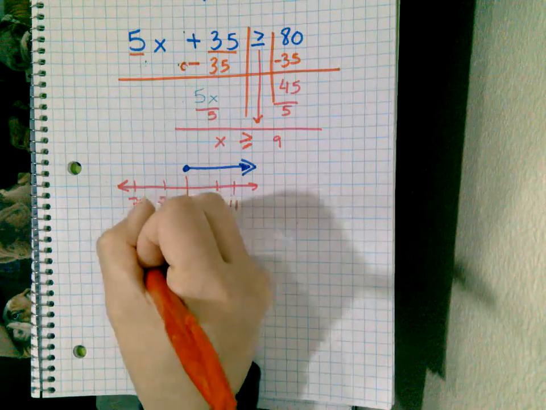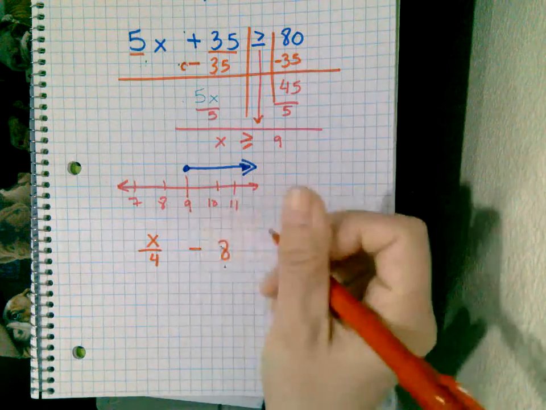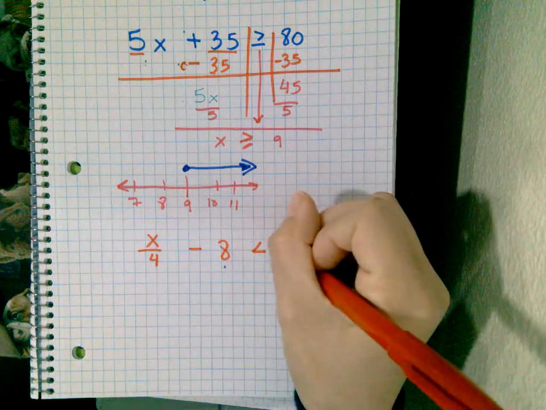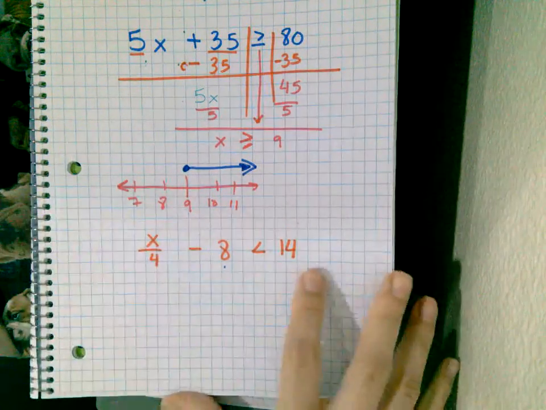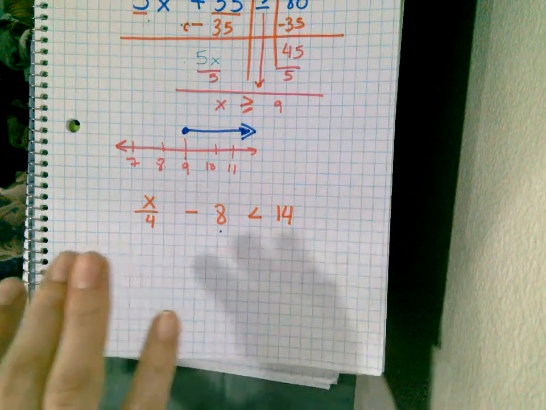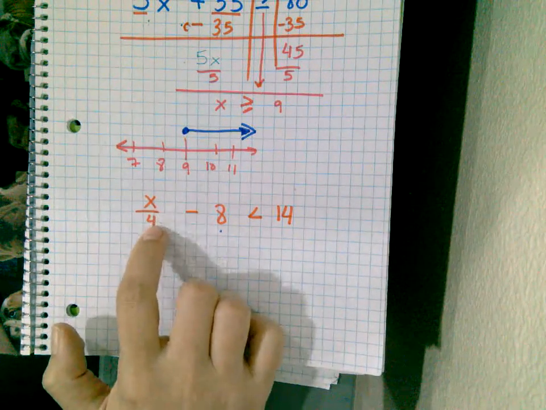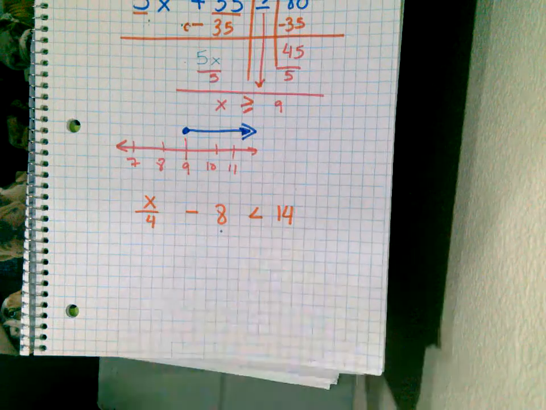What if I give you x over 4 minus 8 is less than 14? x over 4 minus 8 is less than 14.